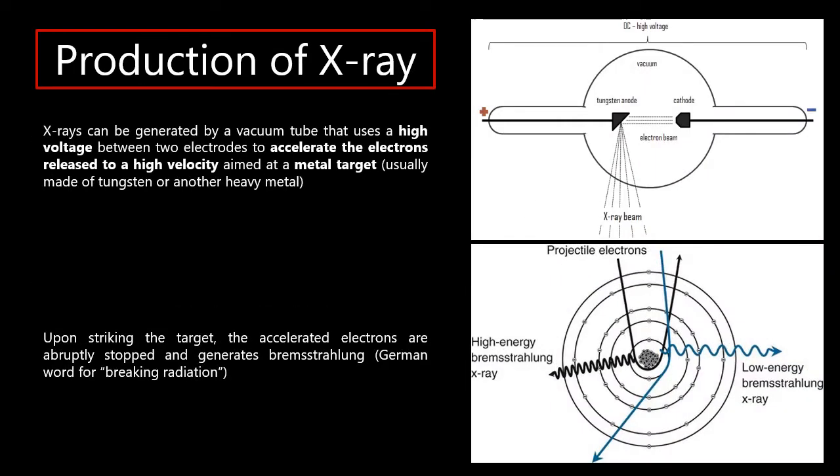So how do we produce X-ray? X-ray can be generated by a vacuum tube that uses a high voltage between two electrodes to accelerate the released electrons to a high velocity aimed at a metal target. This is usually tungsten or another heavy metal. Upon striking the target, the accelerated electrons are abruptly stopped, which generates Bremsstrahlung or braking radiation. The deceleration of electrons produces electromagnetic radiation and heat.